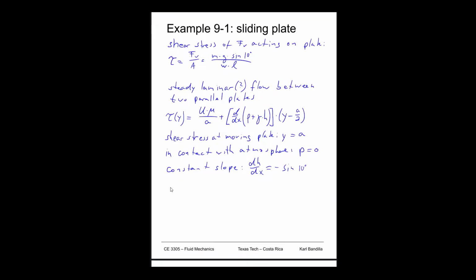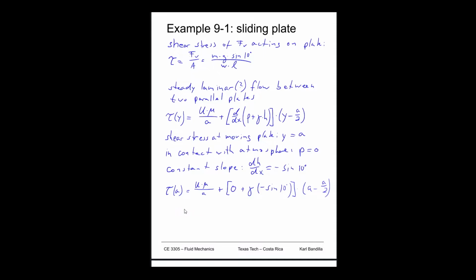So let's say that tau of A is equal to U times mu over A. Now the pressure term doesn't do anything. So we have zero because there's no pressure gradient, plus gamma times minus sine 10 degrees, and that times a minus a over 2, right? Because we replaced y by a.